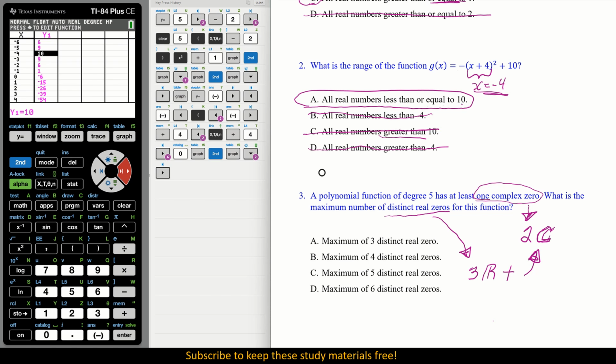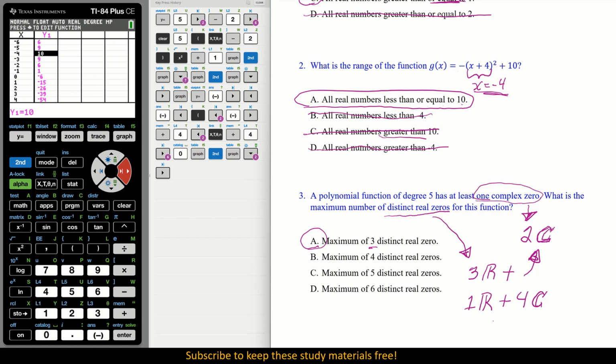So the maximum we can have is 3. Okay, so that has to be A. Now, we could have another combination. Another valid combination would be 1 real plus 4 complex.